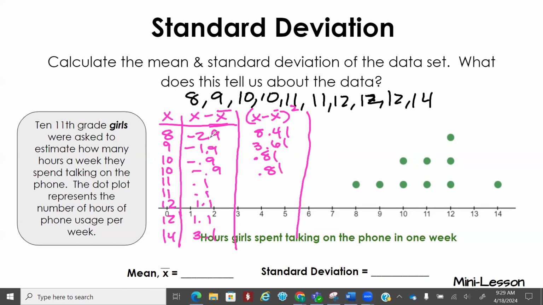Negative 2.9. 8 minus 10.9. Flip 2 pages, maybe 3. Yeah, that one. Flip 2 pages, 3 pages, and it should be out there. 0.1.